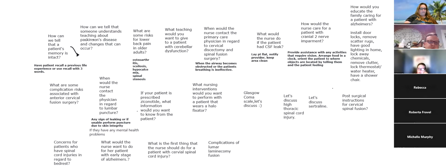I'm just going to take a guess because I don't know, but what about range of motion exercises? Okay.